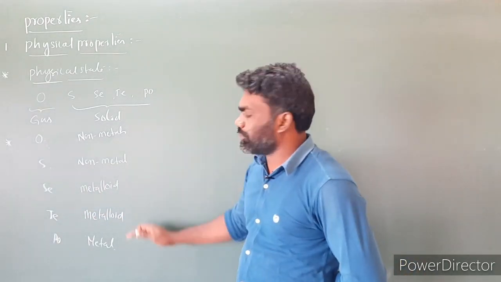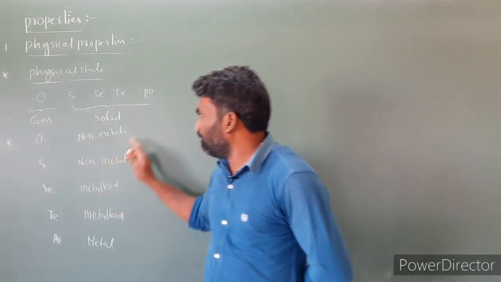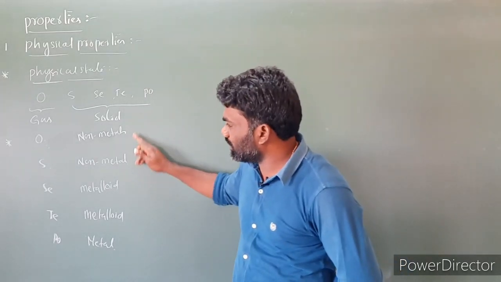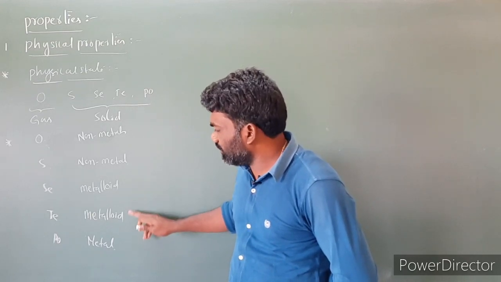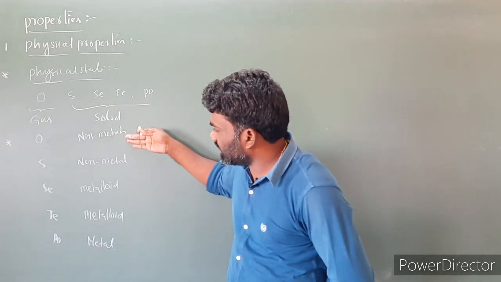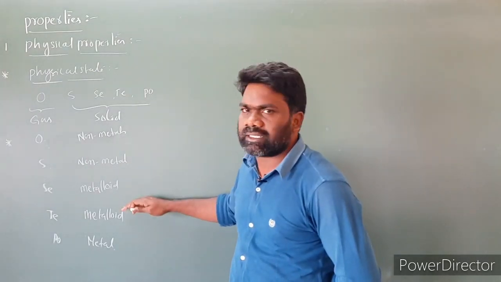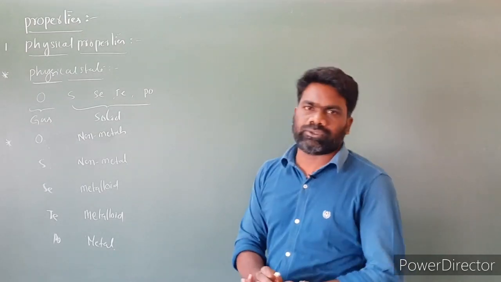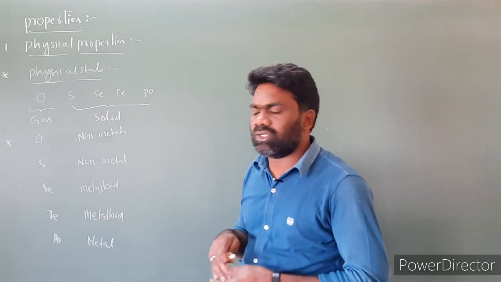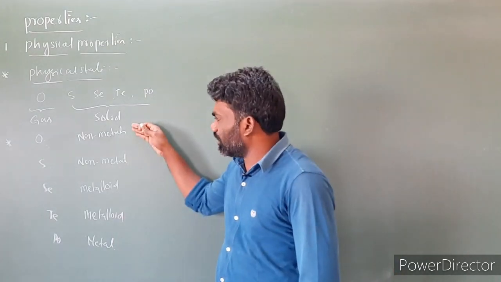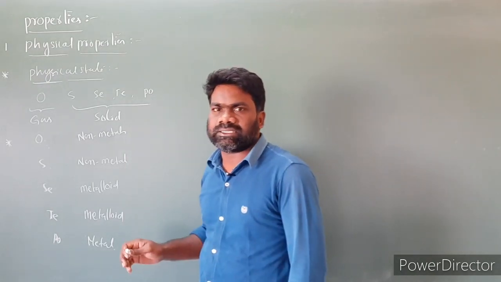Then while moving from top to bottom, from oxygen to polonium, metallic character increases. Non-metallic character converts into metalloid character, then into metallic character. So while moving from oxygen to polonium, metallic character increases and non-metallic character decreases.